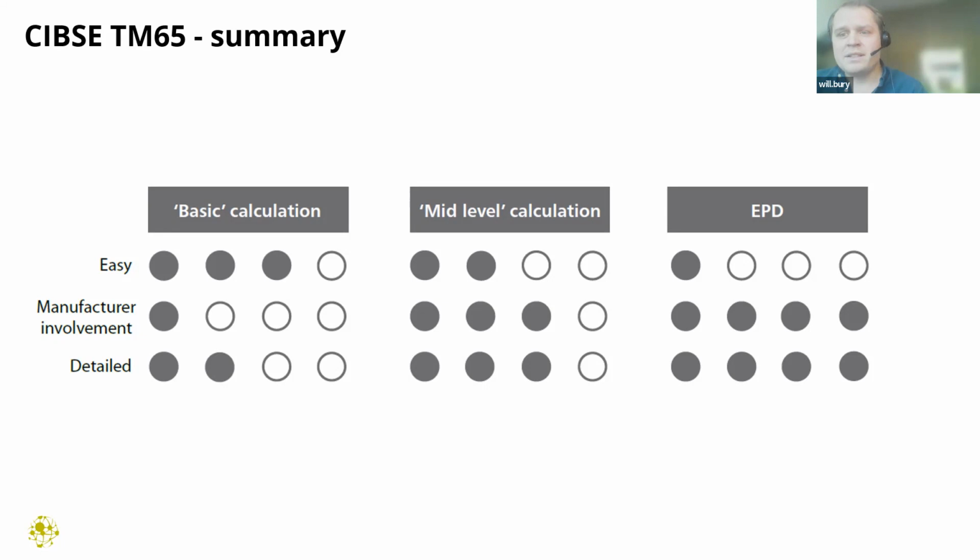The issue is that obviously with that, there are a number of big assumptions that have to be made, and therefore a basic calculation tends to give a higher embodied carbon result than if you went for a mid-level calculation. A mid-level calculation is a kind of halfway house between the basic and EPD. It requires a little bit more information from the manufacturer, such as factory energy usage, assembly location, all that kind of stuff, but it provides a slightly more accurate result. Obviously, neither of these are as accurate as an EPD, but again, that's much more difficult for a manufacturer to produce, so they're much less common.